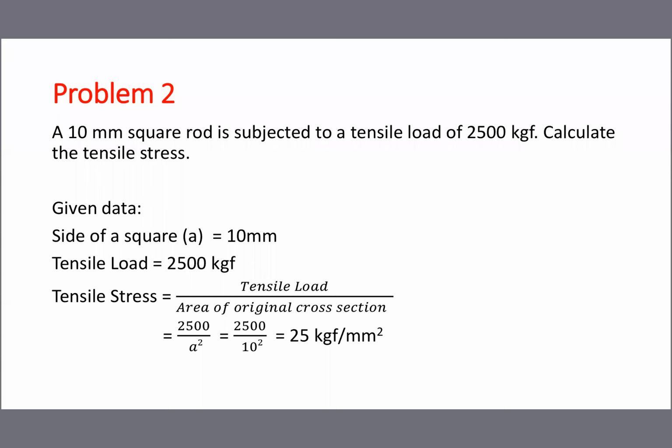Here it is a tensile load, so the formula is tensile load divided by area. The tensile load given is 2500, already written in the given data. The area of cross section is for a square rod: the square area formula a square, where a is the side value. So 2500 divided by 10 square, you will get 25 kg per mm square. A small change: in the first problem, a round rod, we applied the pi r square formula. In the second problem, a square rod, we applied the square formula.